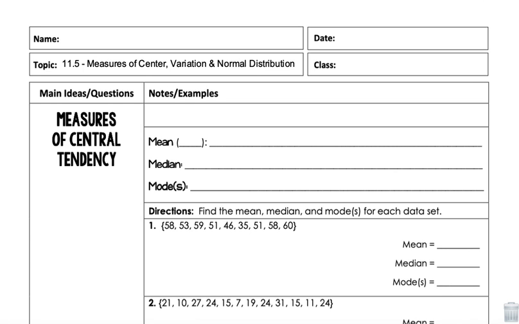Hi everyone, this is 11.5 part A of measures of center, variation, and the normal distribution.